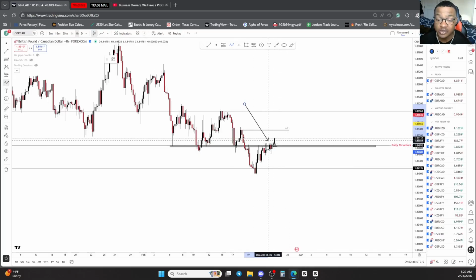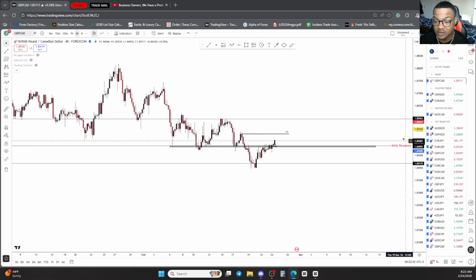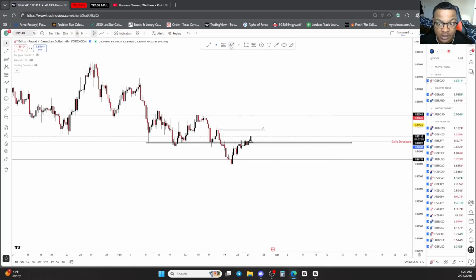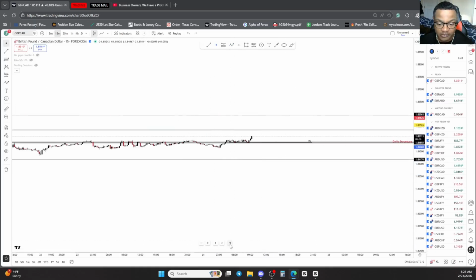We can still find entries towards this trade. I still see this trade working out fully. Say if price doesn't even reach this area but stops around here, we can still see price drop below this area, as long as we have the 15-minute shift of structure.